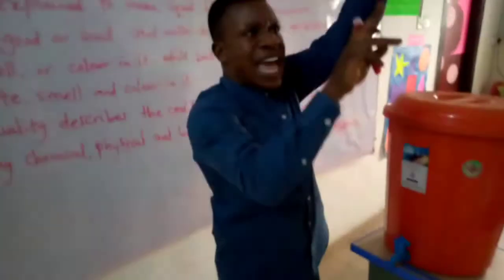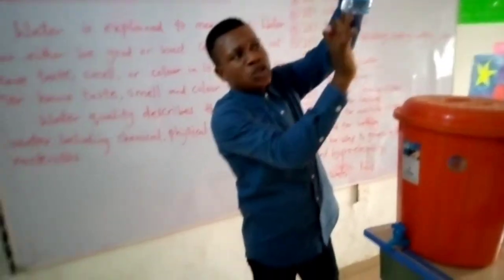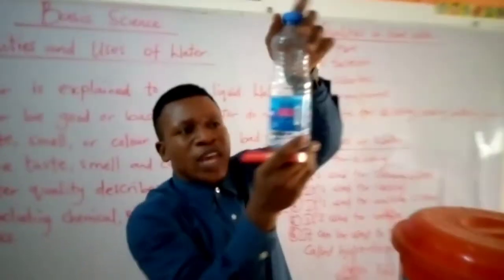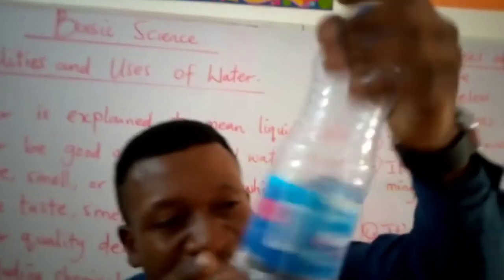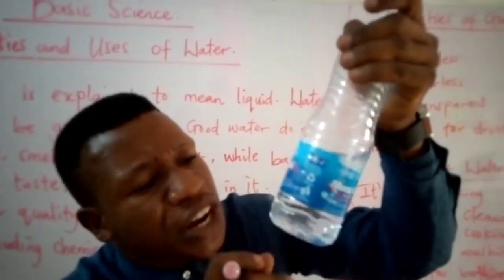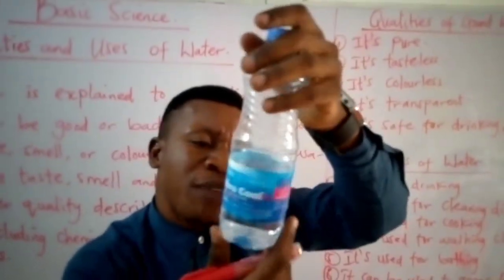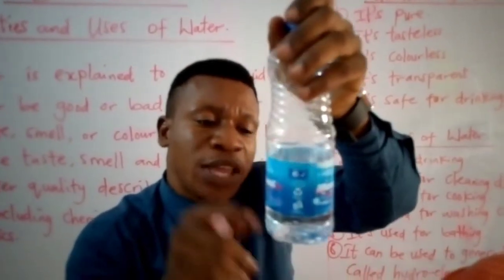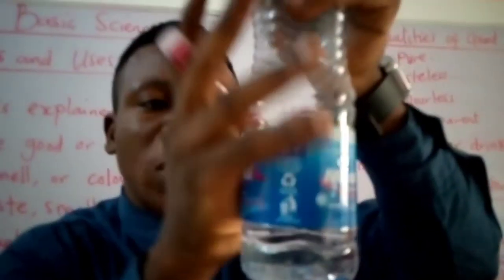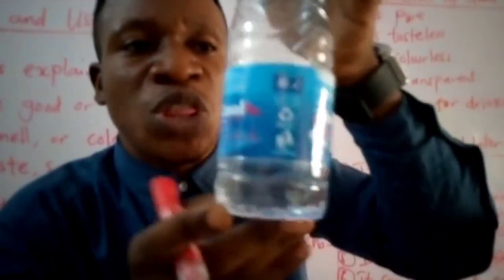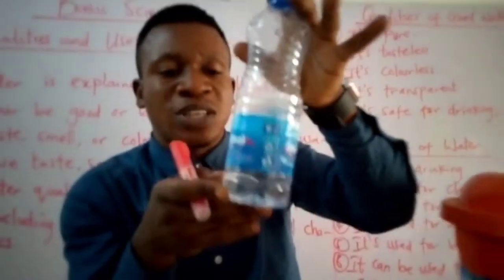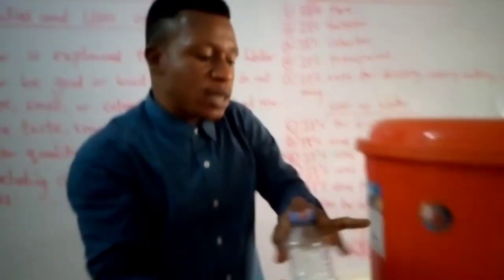I can see the bottom of my bottle. So it's transparent. If there are germs here, I'm going to see them, or if there are any dirts, I'm going to see them. So good water must be transparent. This is a good water because it's transparent.